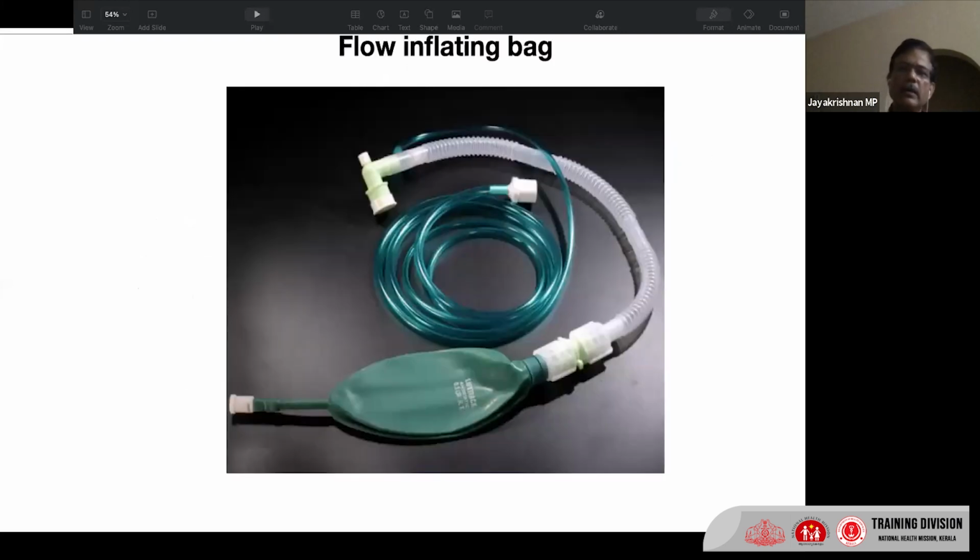And this is another device called a flow inflating bag. The Bain circuit and Jackson-Rees circuit you may have heard of. This is the Jackson-Rees circuit. Here the compressed air is coming, and it is actually the flow that inflates the bag, which will provide oxygen. You can have a PEEP also on the left side. You can see the expiratory limb there, a PEEP valve, and by adjusting the PEEP valve, you can adjust the PEEP also. We are not using it routinely, but it used to be available in our hospital for some time, and now it's unfortunately not available. It's a very good device to deliver oxygen.